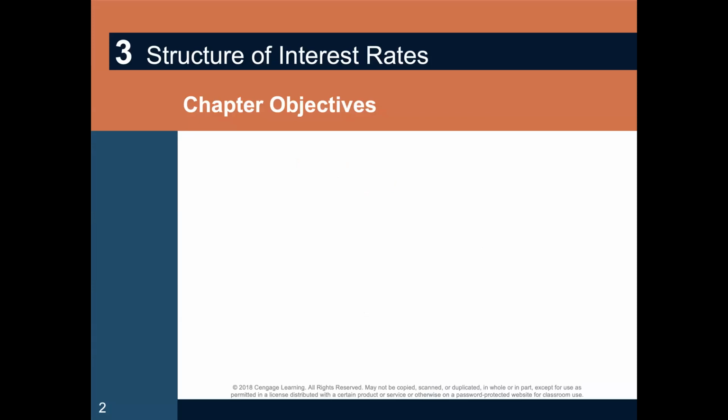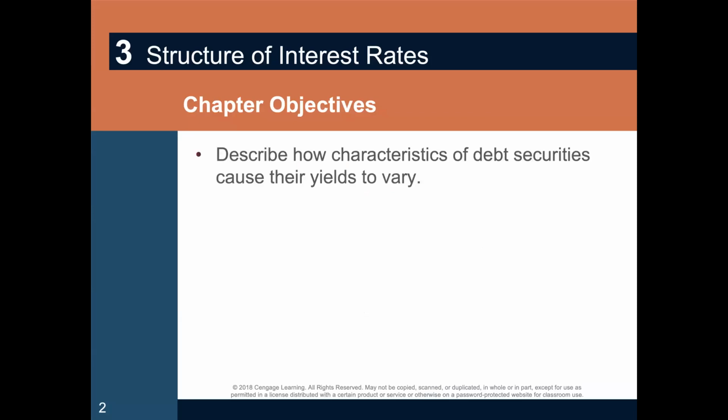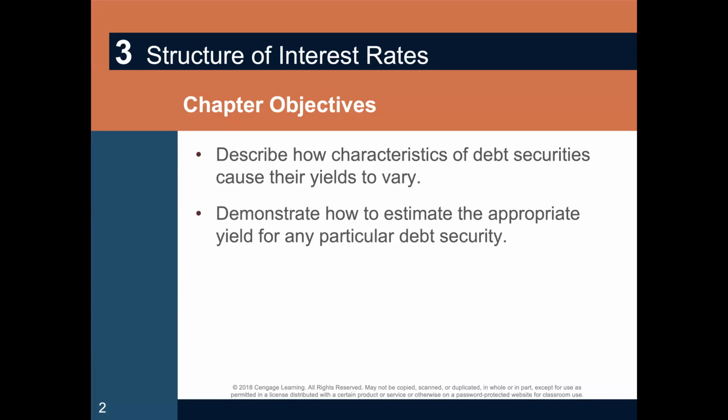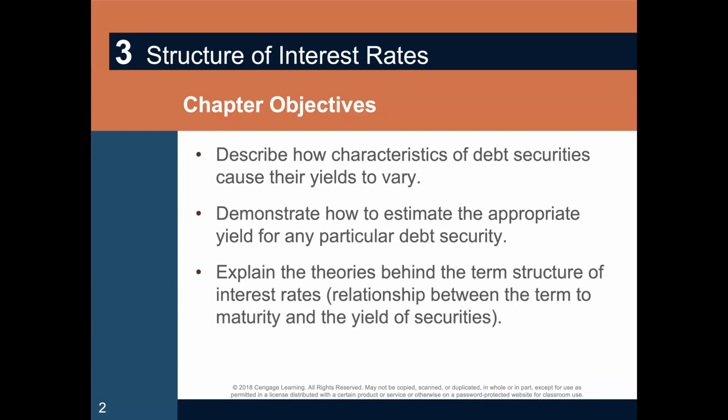So let's get started. The objective of our chapter is to describe how characteristics of debt securities, such as bonds, cause their yields to vary. We'll demonstrate how to estimate the appropriate yield for any particular debt security, and we'll explain the theories behind the term structure of interest rates, which is a relationship between the term to maturity and the yield of securities. So how far out the maturity of the debt security is will affect the yield on that security.